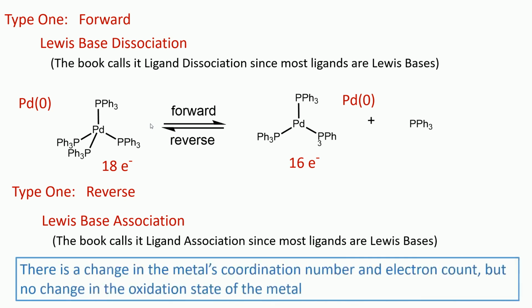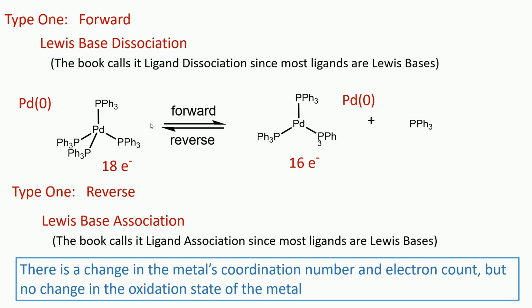Now, when you look at the total classification, the metal coordination number obviously changes, in this case from 4 to 3 and 3 to 4. The electron count changes because the phosphine donates 2 electrons, so you go from 18 to 16 electrons. But the oxidation state of the metal doesn't change. So this is the simplest example.